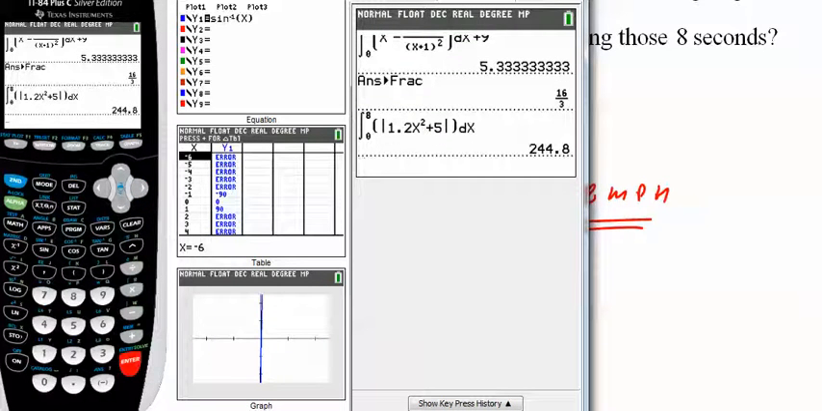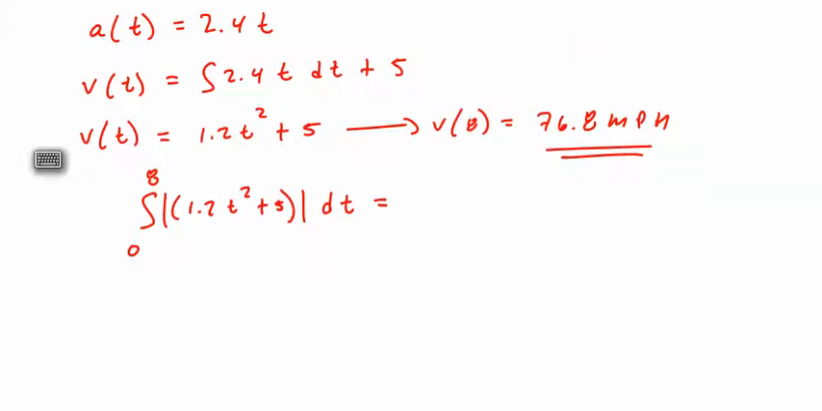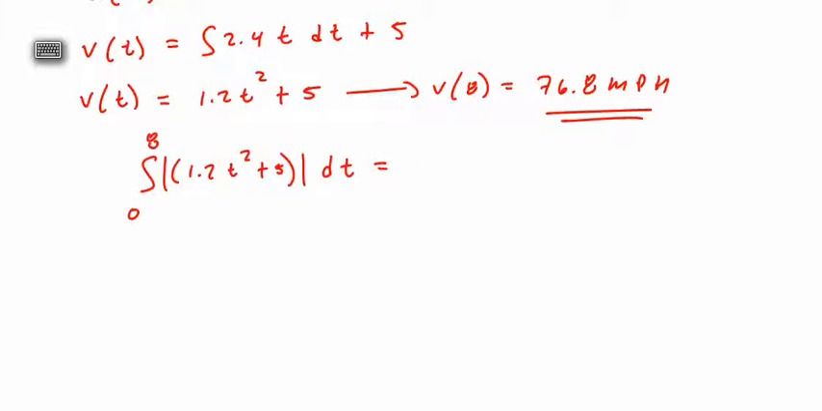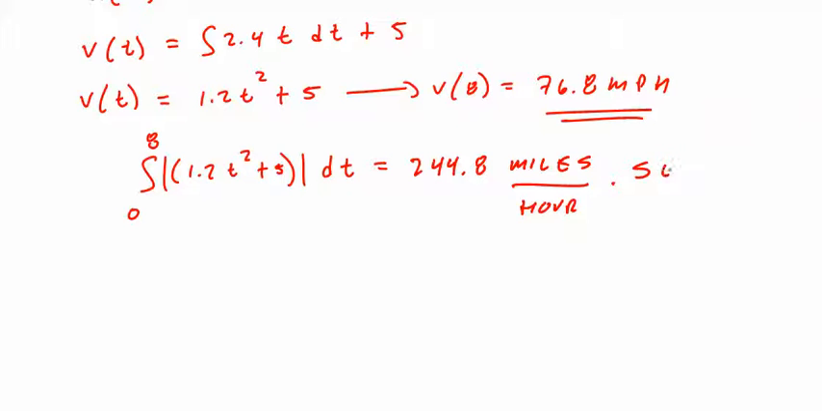And this is actually where those units get a little bit crazy again. We get 244.8. This is what I was referring to in the Math Excel. I forgot that I actually did this. 244.8 miles per hour times seconds, because 0 to 8 is seconds. So it should just say miles, except we got to do some canceling.